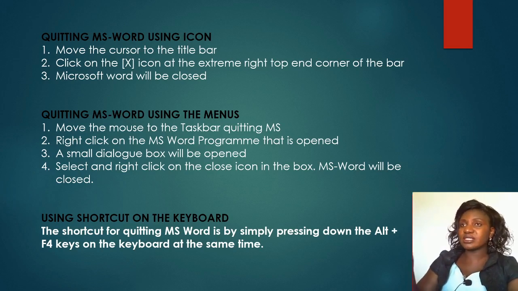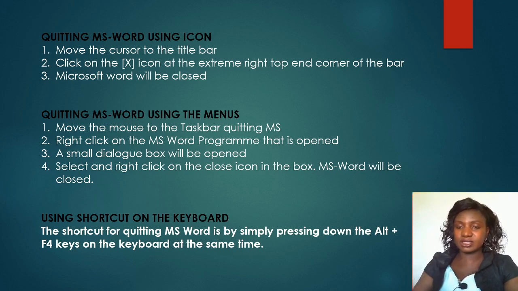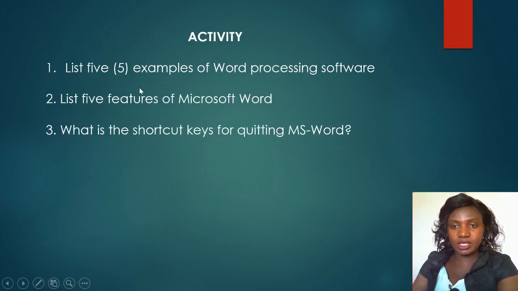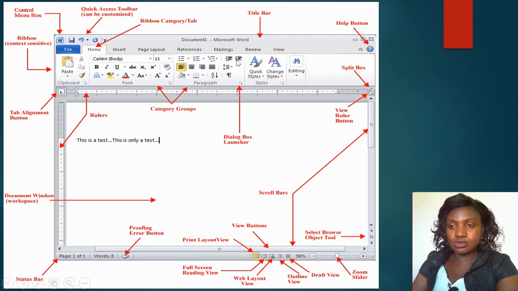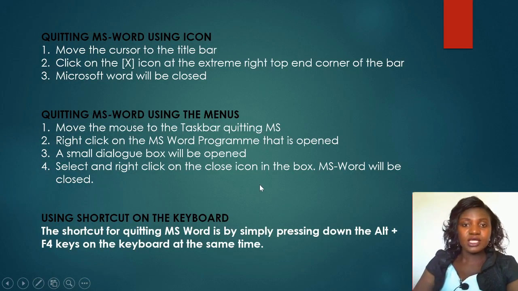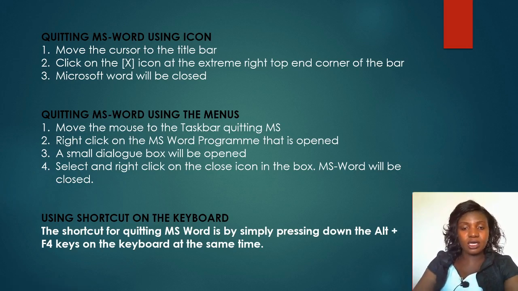Usually you see the X, and something like a minus sign. Maybe I will take the pain of going back to show you what I mean. Good. Let's come back to this. You can see where my cursor is right now. This is the X you're supposed to click. We also have something like this where you minimize or maximize. But for X, once you click on it, it closes the window for you. Let's move further. So you click on the X icon at the extreme top right corner of the bar.